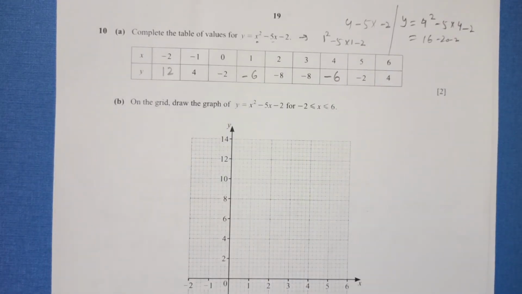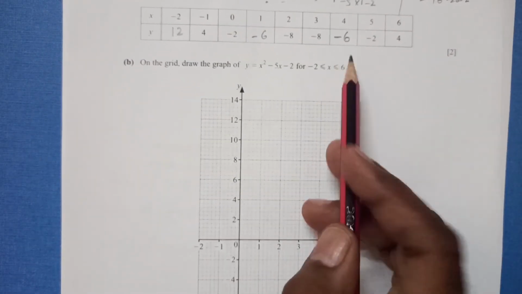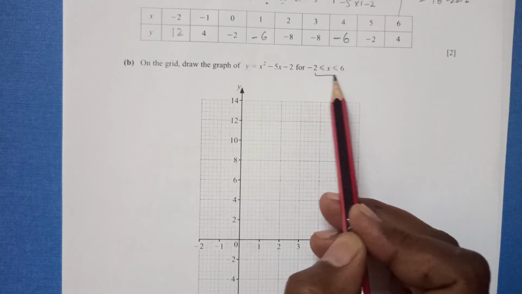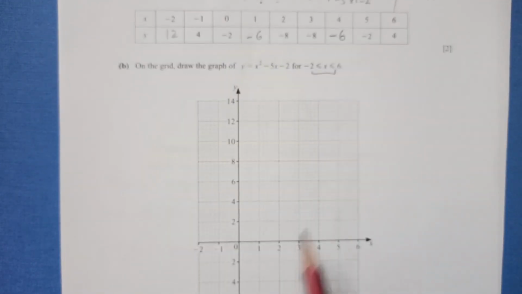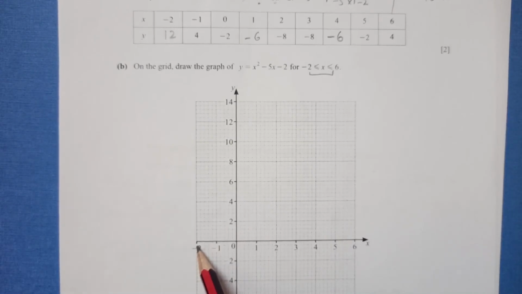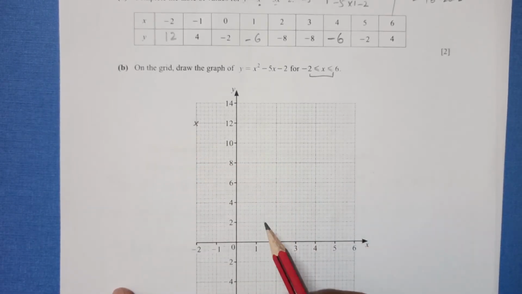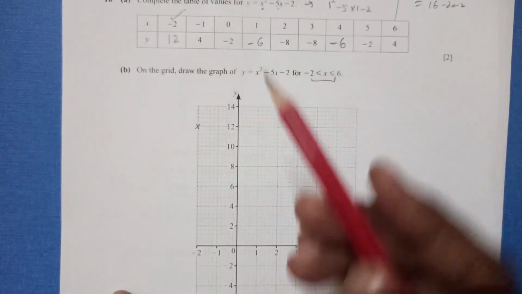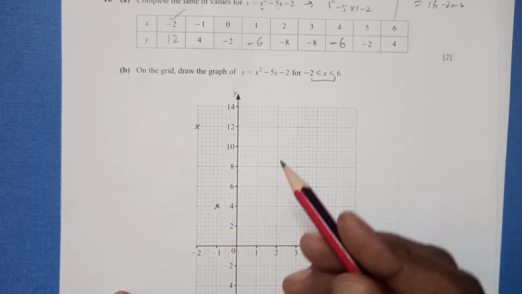Now on the grid, draw this graph. We are given the values between negative 2 and 6 already, so we are just going to plot it. x negative 2, y 12 is this point here. Then x negative 1, y 4 is this here.